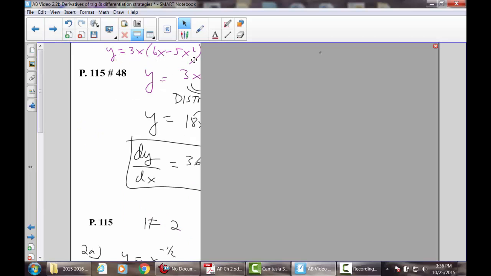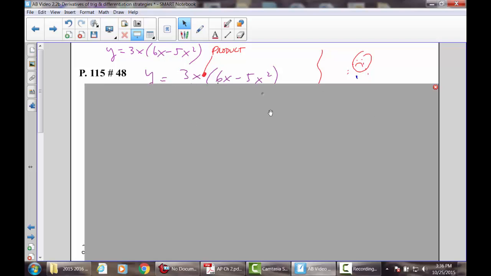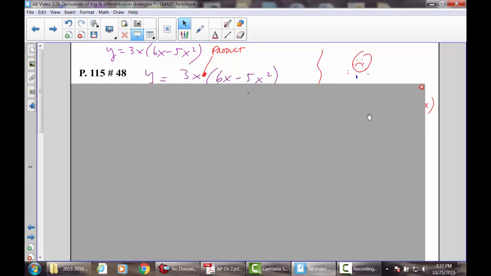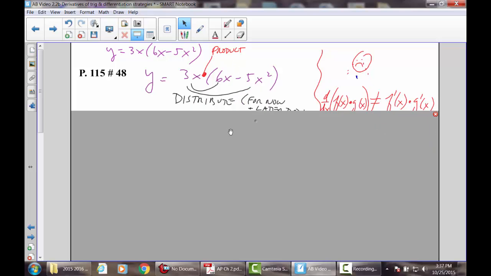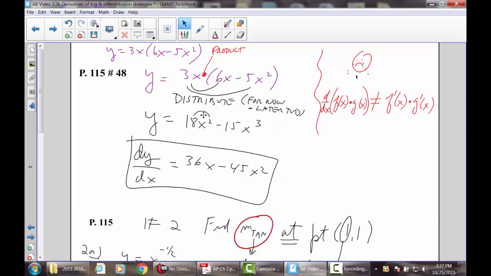So here's number 48. It looks like this, and of course what's missing there that you know is implied is that there is a multiplication sign between that 3x and that 6x minus 5x squared. Again, do not think that you can simply take the derivative of 3x and multiply it by the derivative of 6x minus 5x squared. That will not work. So what we have to do now is we'll distribute. Later we can do the product rule, but actually in this particular case it's easier to just distribute. And now, of course, it's very easy to find that derivative.